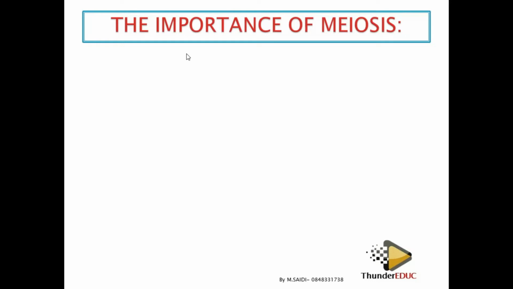Importance of meiosis. Before we start, don't forget that meiosis is the process whereby one cell divides to form four daughter cells, and each cell has half the chromosome number of the parent. It means that the cells being formed under meiosis are different. Meiosis results in haploid cells, and these cells are specifically for gametes. Based on that information, we can identify some of the importance of meiosis. So what are some of the importance of meiosis?